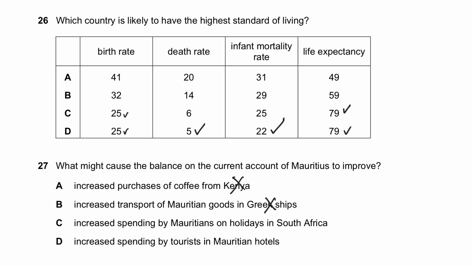Increased spending by Mauritians on holidays in South Africa is also regarded as imports of services, so even C would be wrong. Increased spending by tourists in Mauritian hotels would be the right answer. That would be more services bought by foreigners in Mauritian hotels, so D would be the right answer. That would result in the current account to improve.